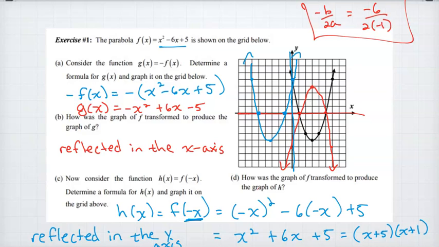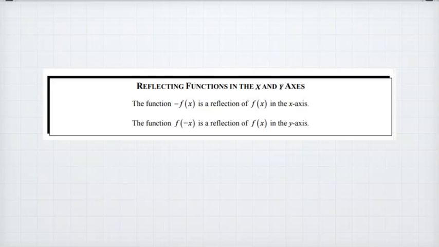Anything that happens on the outside, like this negative sign here, when I formed g of x, I formed it because the negative was on the outside. Anything on the outside affects the y's. So in this red function, I have moved all the y's to reflect it over the x-axis. So here we are one more time. Negative f of x is a reflection of f of x in the x-axis. The negative on the outside moves the y's, and it moves them over the x-axis. The function f of negative x is a reflection of f of x in the y-axis. So anything on the inside moves the x's. It's going to reflect them over the y-axis.